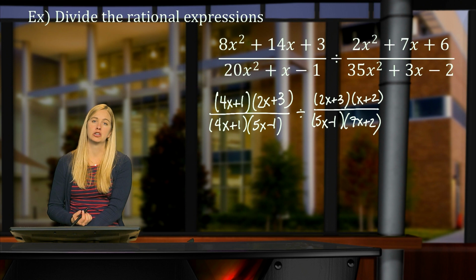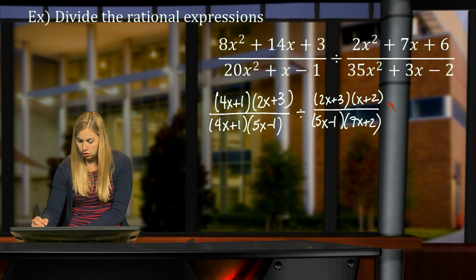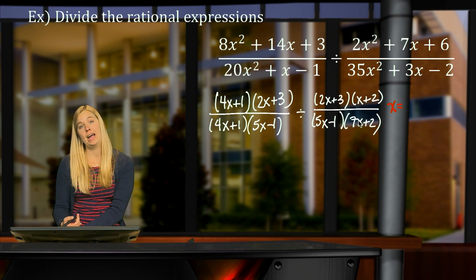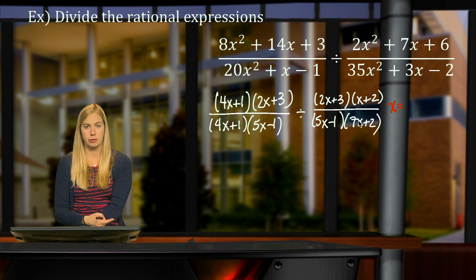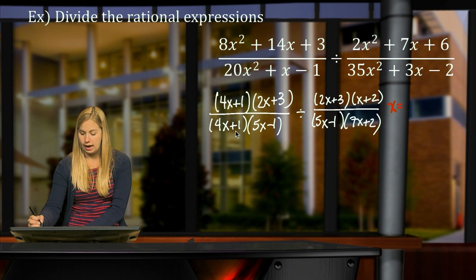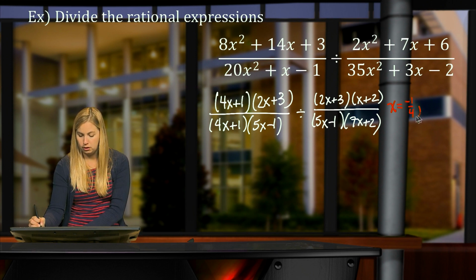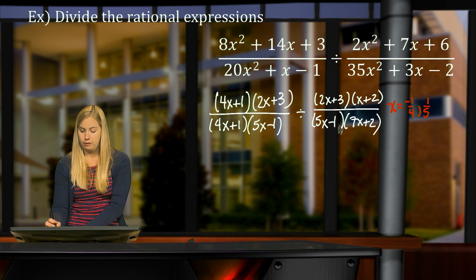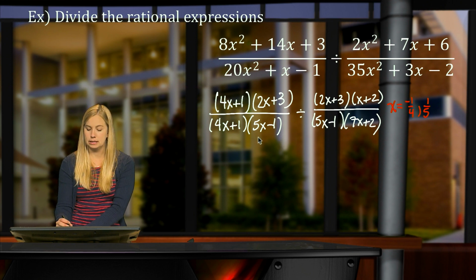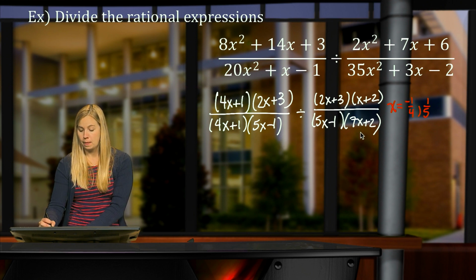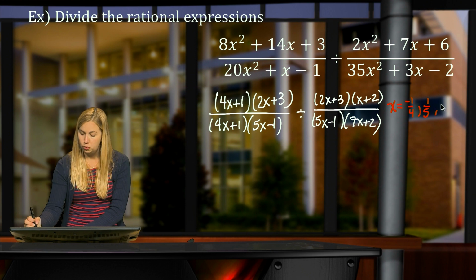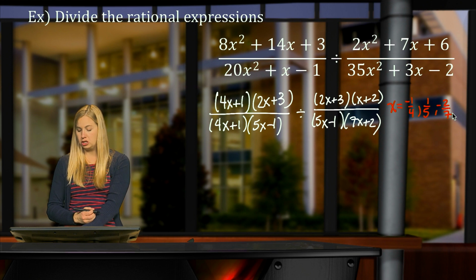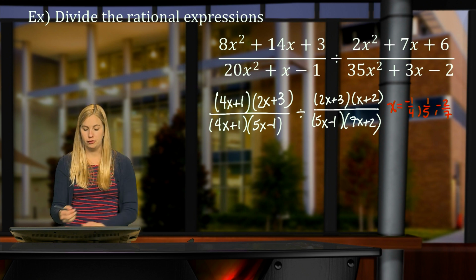Now that everything is factored, we want to state our restrictions. What can x not equal? Looking across the denominator, we've got 4 factors that we would set equal to 0 to find our restrictions. From this first one, x cannot equal negative 1/4. From the second one, x cannot equal positive 1/5. From this third factor, since it's the same as this one, we don't have a new restriction. And from this last one, 7x plus 2, we get negative 2/7. After we state our restrictions, then we apply keep, change, flip.